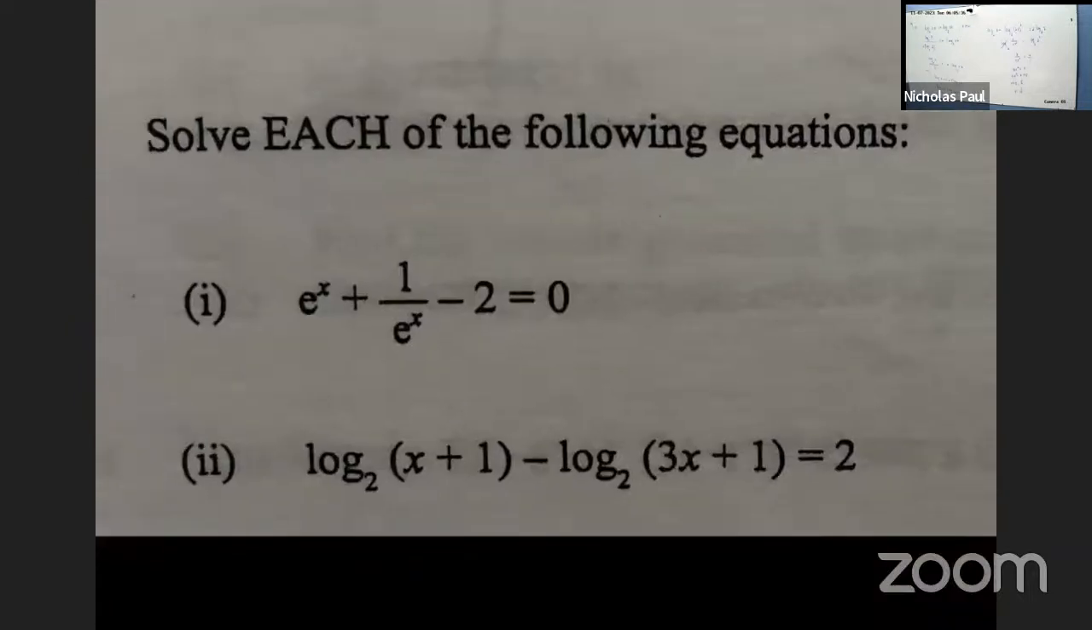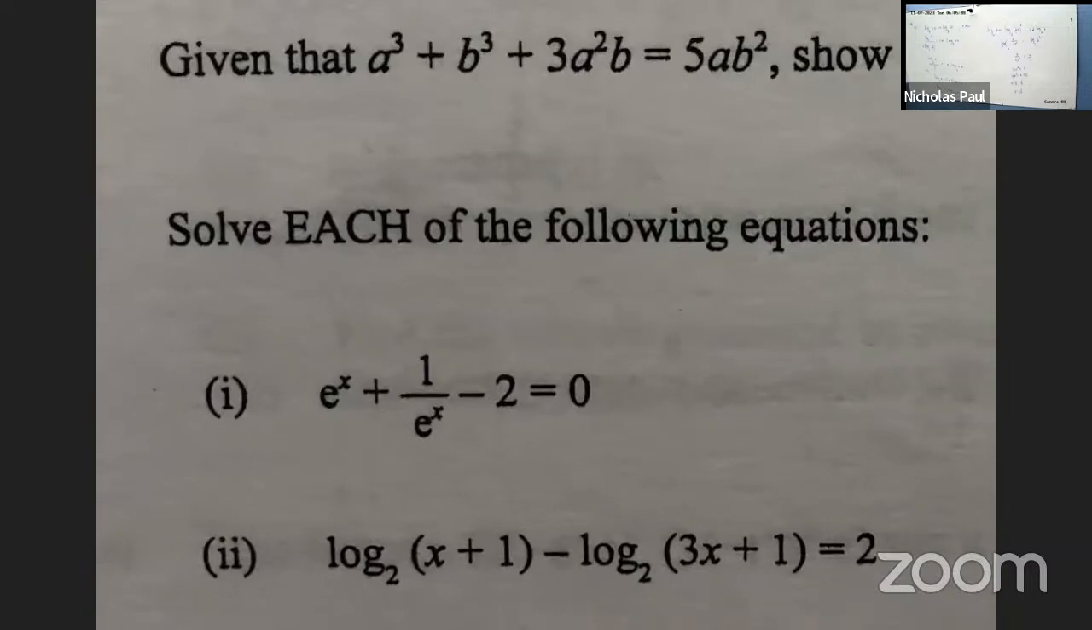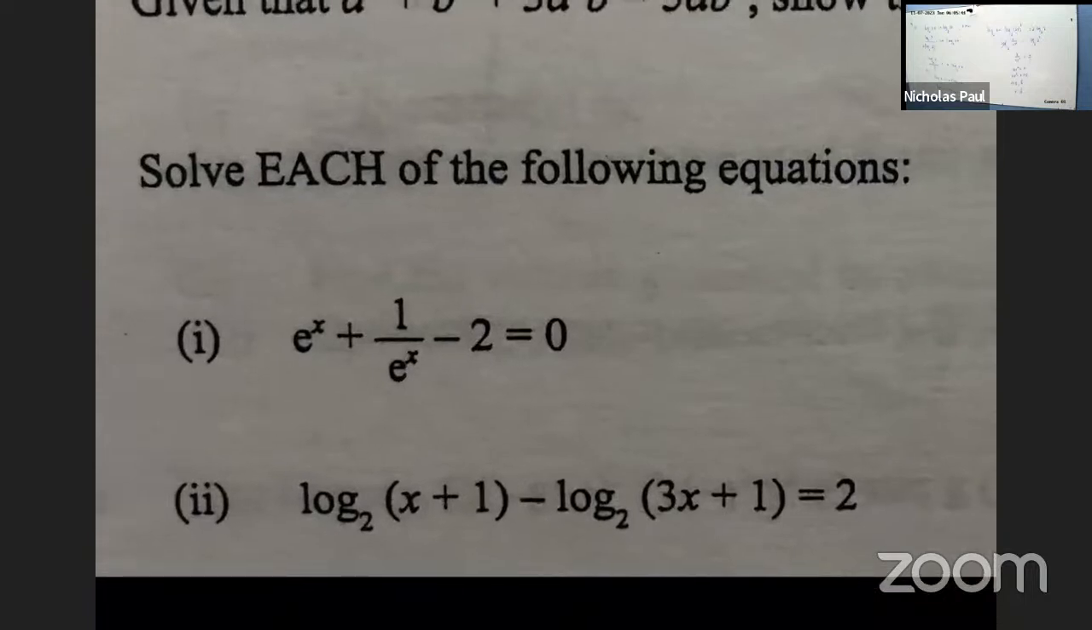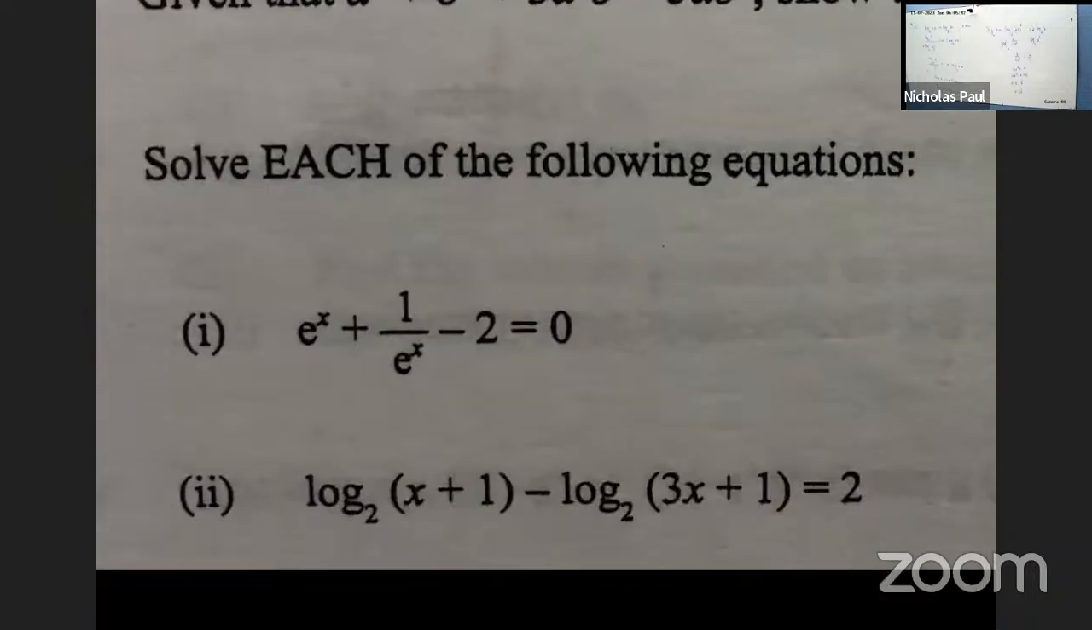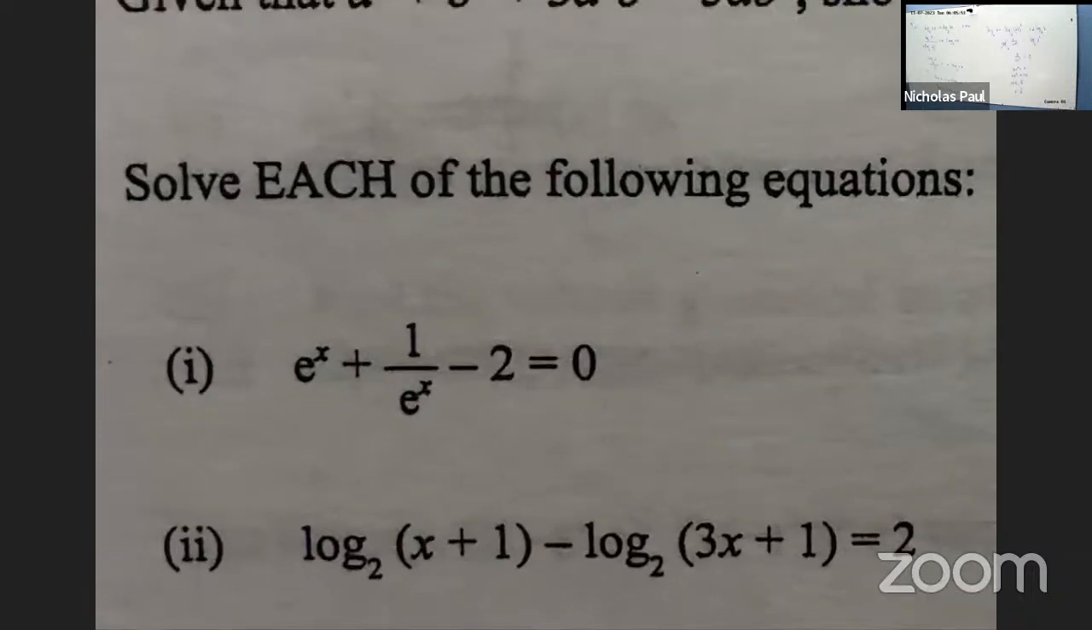Ignore the first one. Try parts 2 and 3 first. Ignore part 1, right? Part 1 is the hard one. We're just doing e to the x and the log. The log should be easy, right? Division. Log easy.